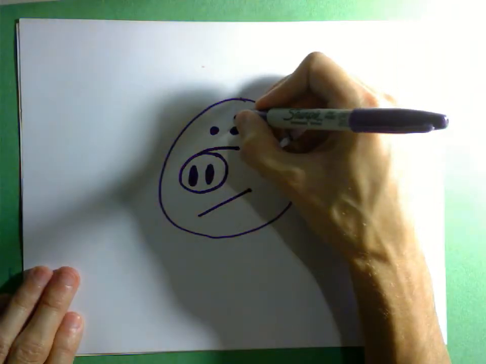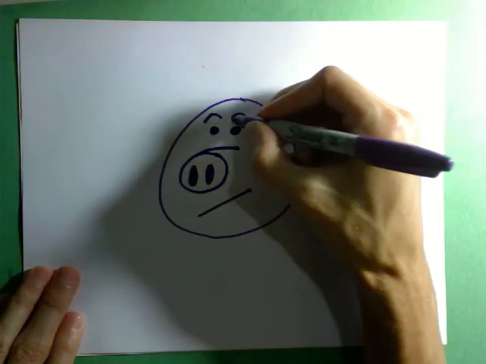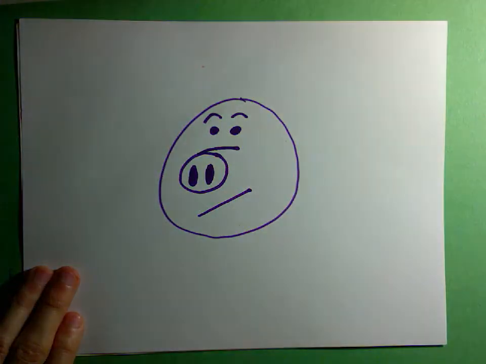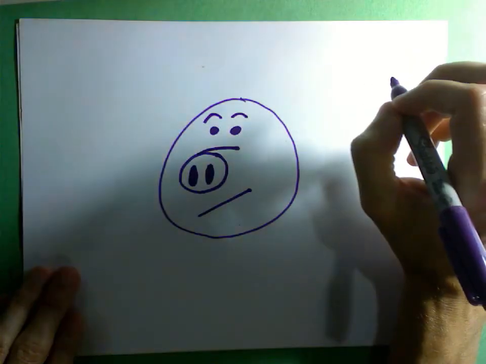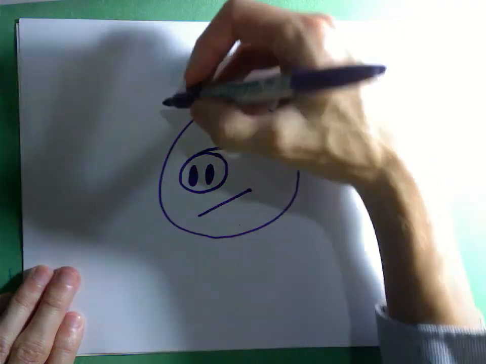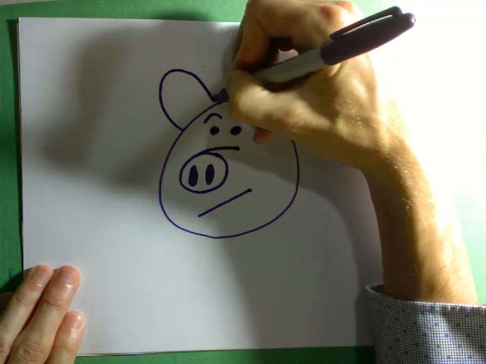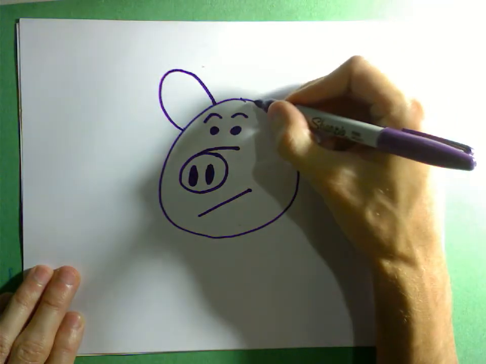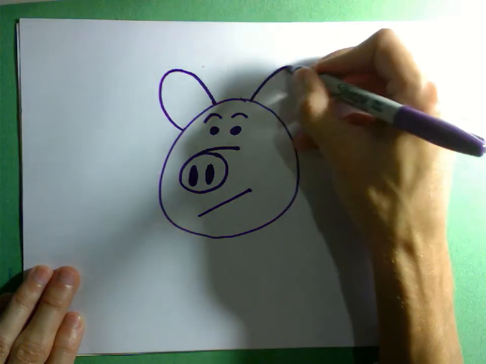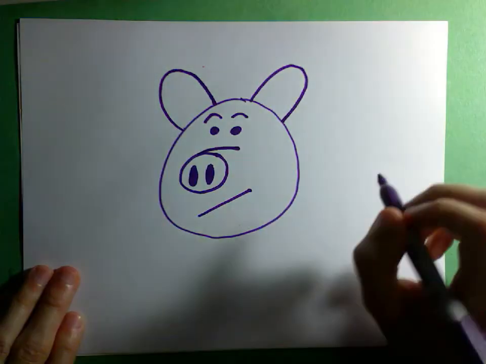Next, I'm going to draw some eyebrows. So again, I just drew two curved lines. You can make your eyebrows different though. And then I'm going to draw the ears, which are going to be kind of like upside down letter U's. And I'm putting them right on top of that circle that we drew, or that letter O.